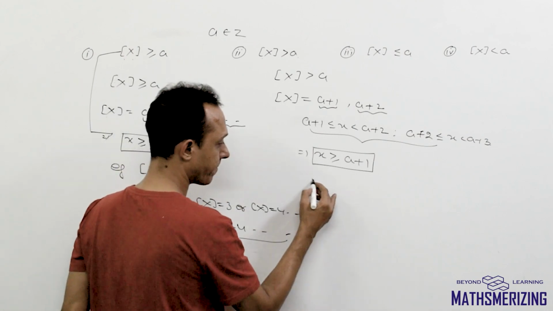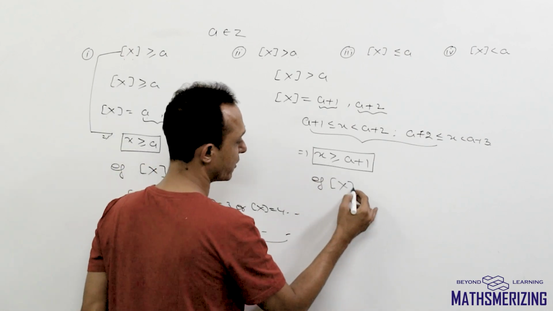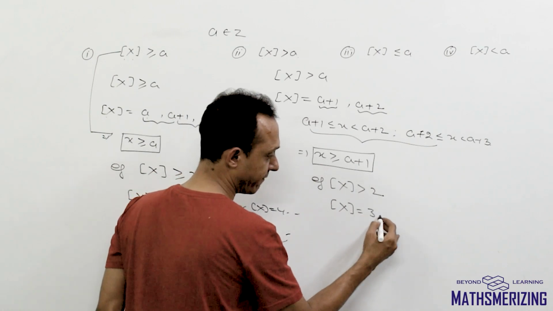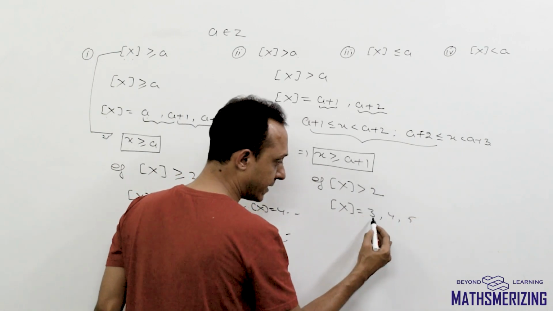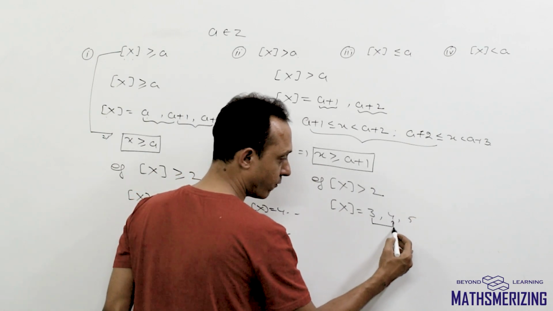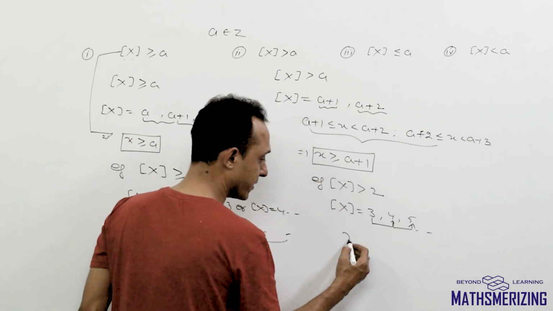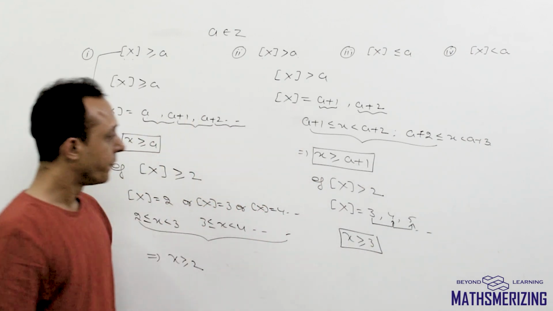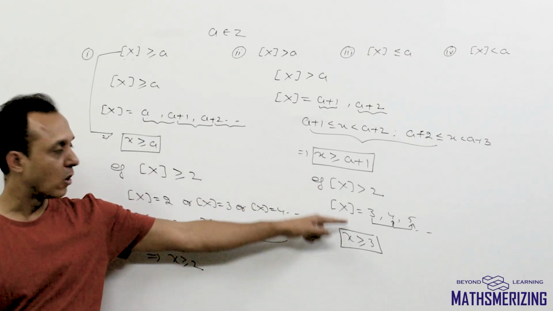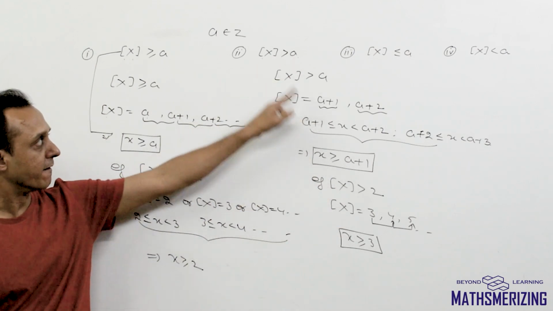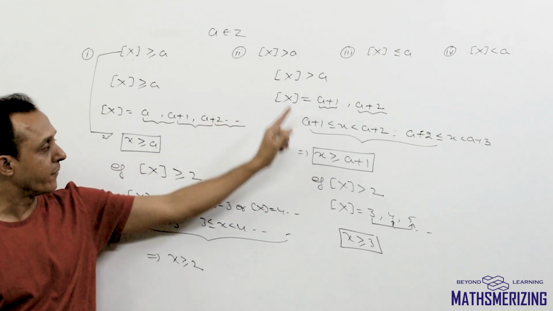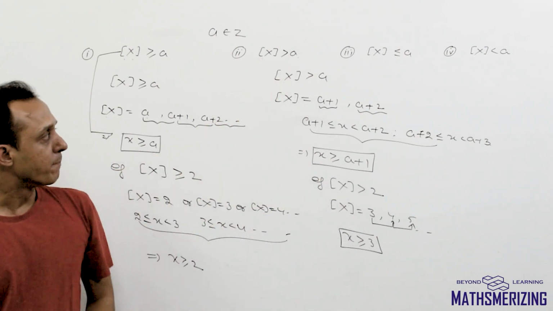Suppose I say greatest integer function of x is greater than 2. So that is, greatest integer function of x can take the value 3, 4, 5. It will be 3 when it lies between 3 and 4, 4 when between 4 and 5, and it will go on. So in this case, the value of x should be greater than or equal to 3. So either use logic, or we can use the result directly. If greatest integer function of x is greater than a, then x is greater than or equal to a plus 1.